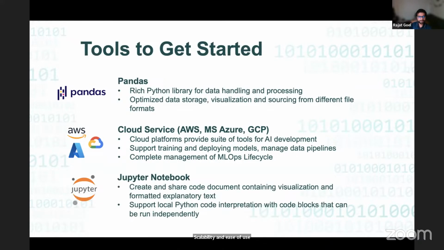Last that I have on my list is Jupyter Notebook. Jupyter Notebook is an interactive development environment that allows you to create and share documents containing live code, visualization, and explanatory text. It is widely used in AI development. Even in general rapid prototyping, you can use it.